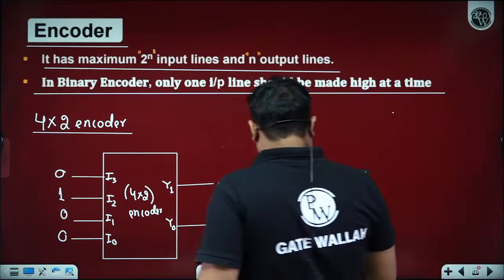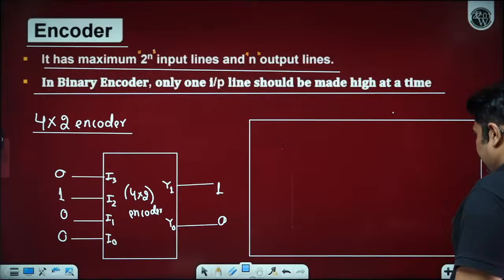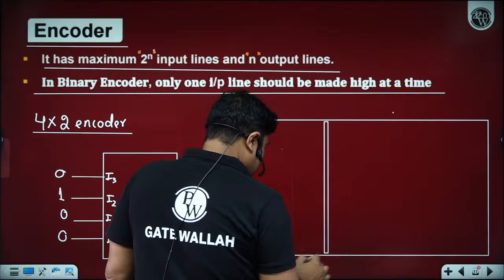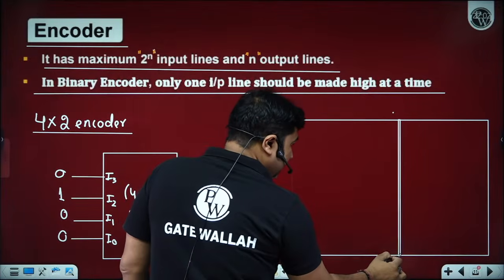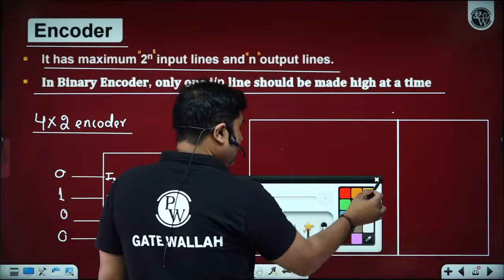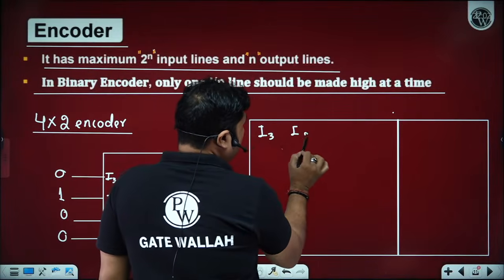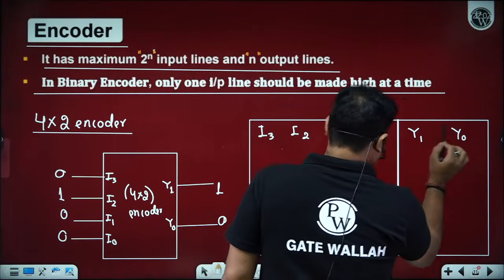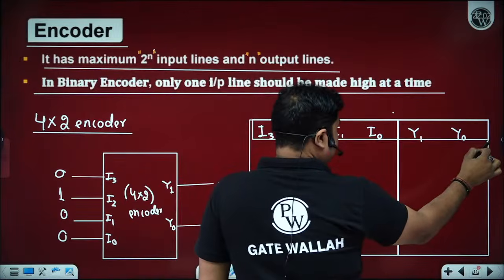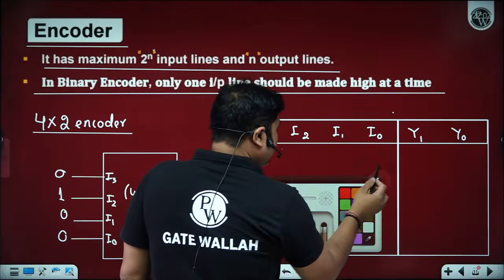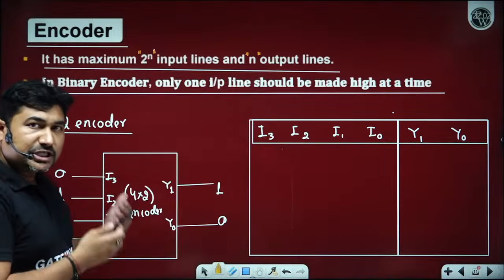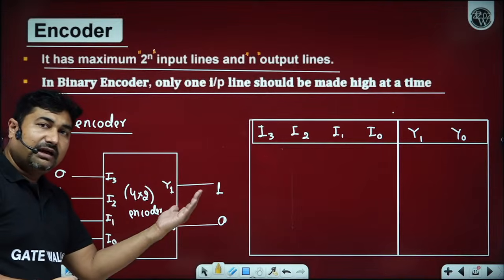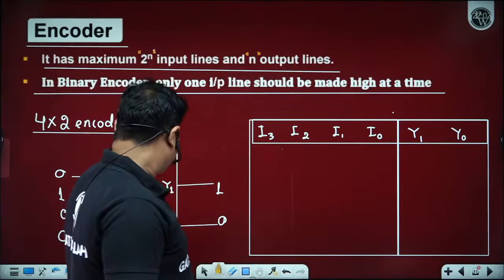So now we know about the input and output and their relationship. If you know about the input, output and their relationship, you can construct the truth table. So we have inputs I3, I2, I1, I0 and outputs Y1, Y0. Please observe, beta ji, if only one input is high at a time, depending upon which input is high, the corresponding binary will be available at the output of the encoder. Is it okay? Yes, sir.